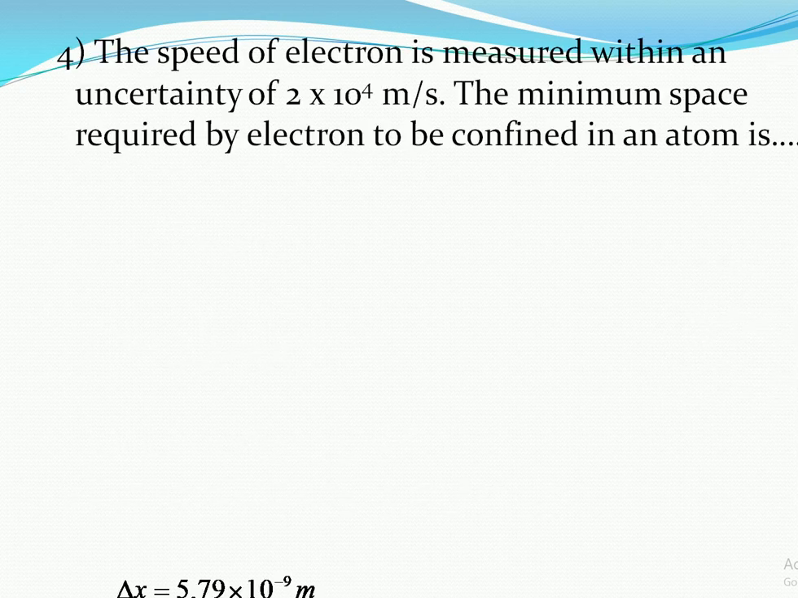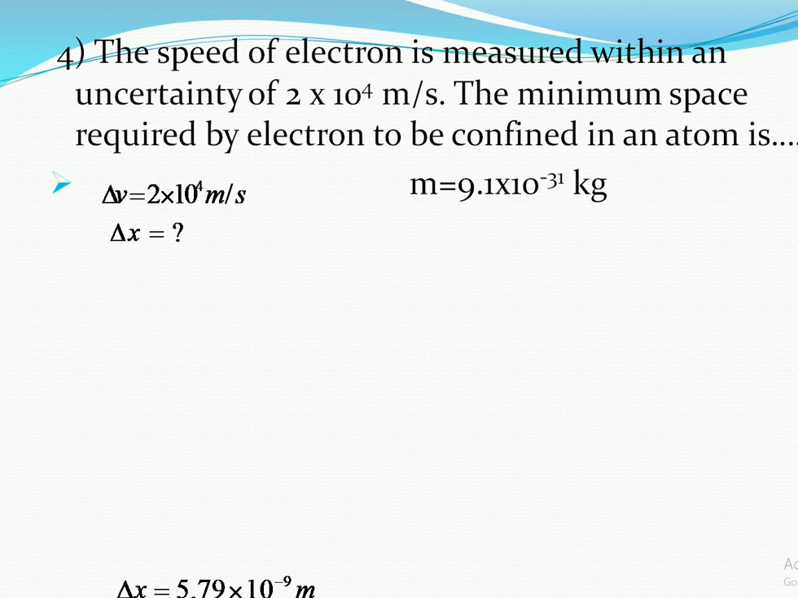Next numerical. The speed of an electron is measured within an uncertainty of 2 into 10 raised to 4 meter per second. The minimum space required by the electron to be confined in an atom is. In this numerical, uncertainty in velocity is given, that is 2 into 10 raised to 4 meter per second. Mass is given, that is 9.1 into 10 raised to minus 31 kg, and we have to calculate uncertainty in its position.